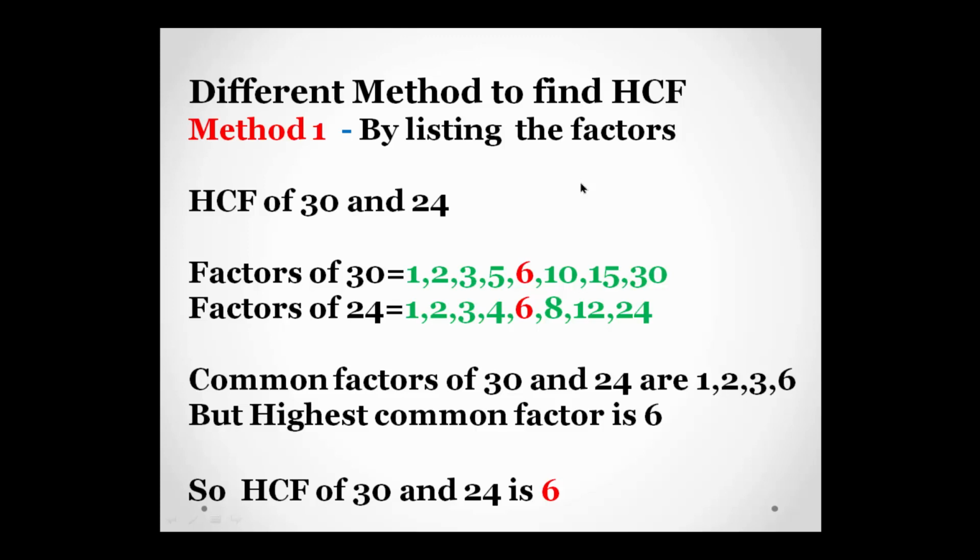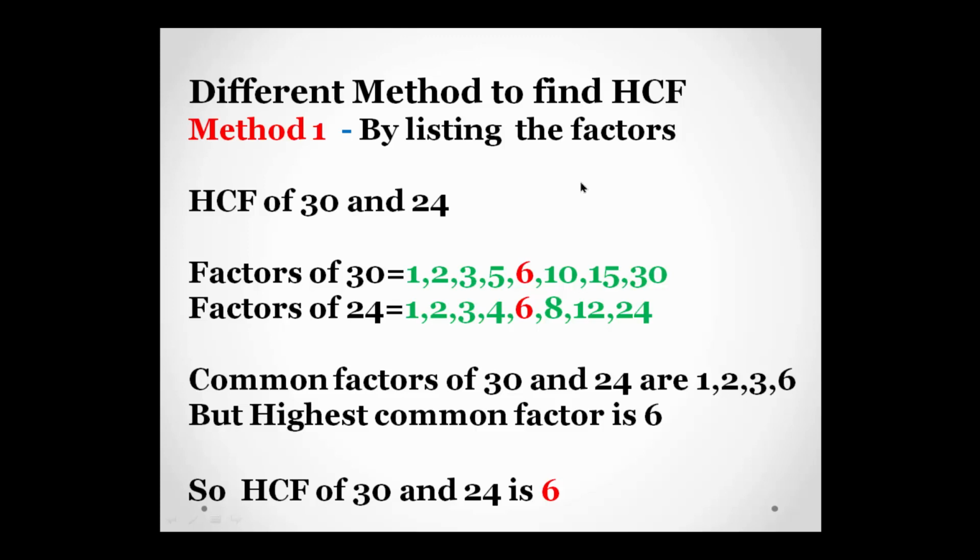Let's find HCF of 30 and 24. We will first write the factors of 30. So which are the factors of 30? 1, 2, 3, 5, 6, 10, 15 and 30. And factors of 24 are 1, 2, 3, 4, 6, 8, 12, 24.